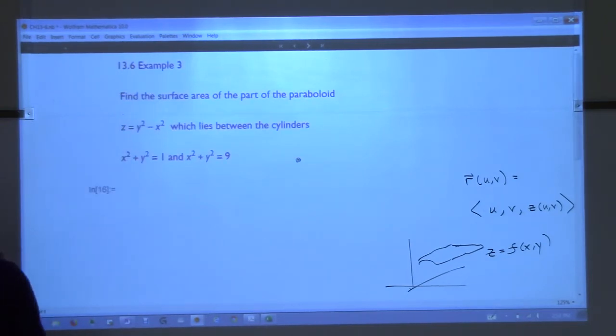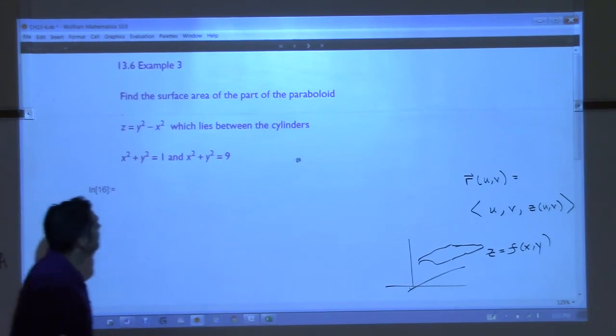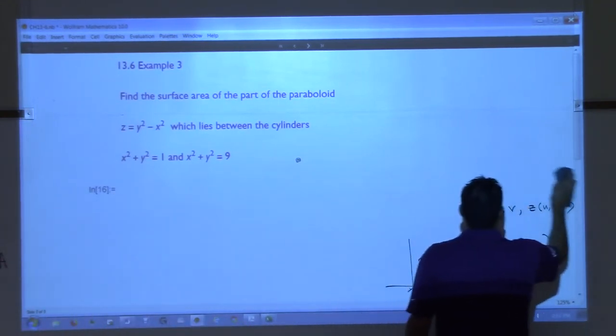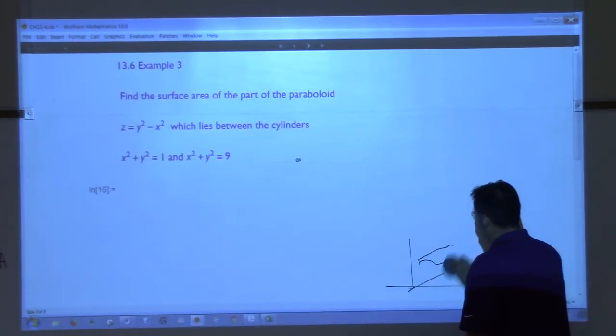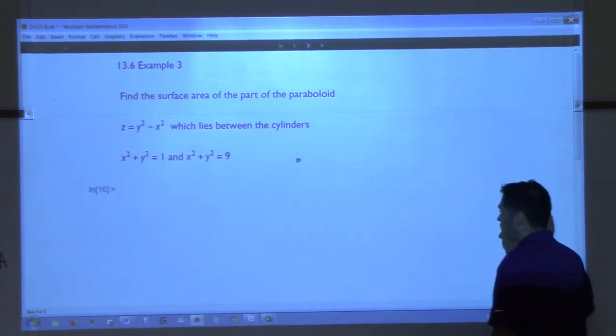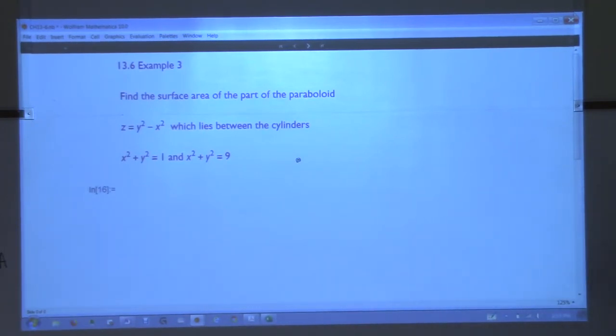Okay. So here's an example. Find the surface area of the part of the paraboloid z equals y squared minus x squared, which lies between these two cylinders.